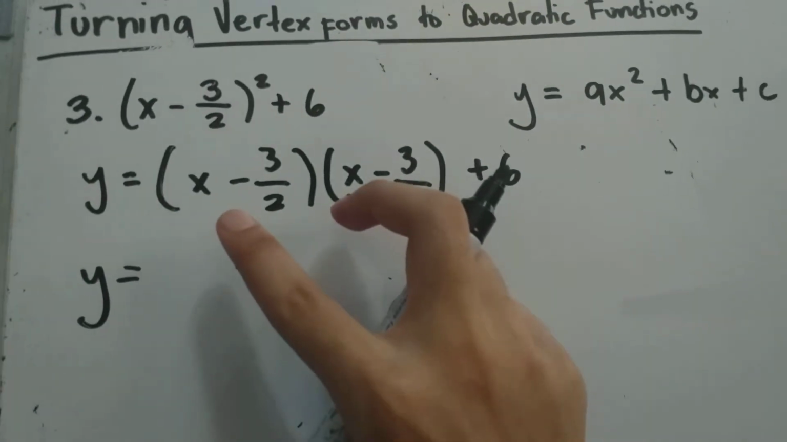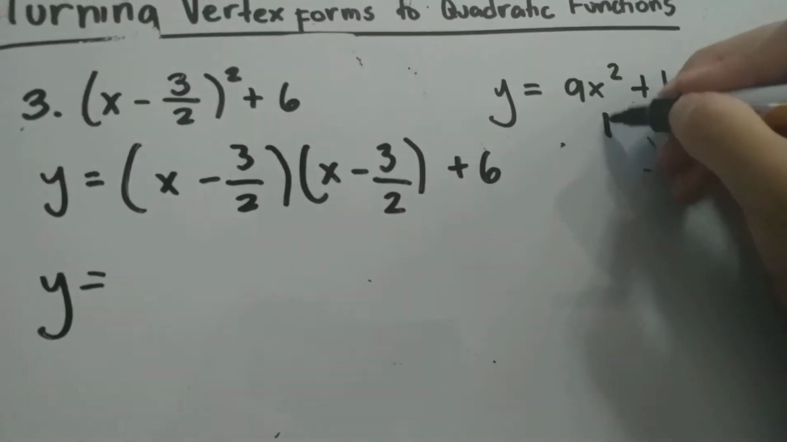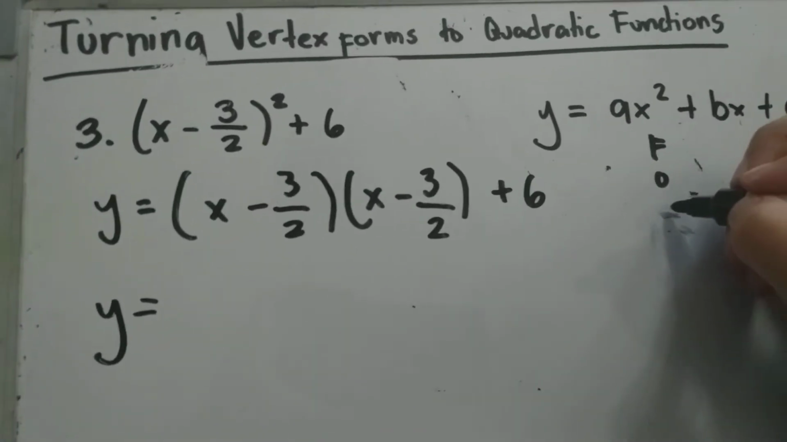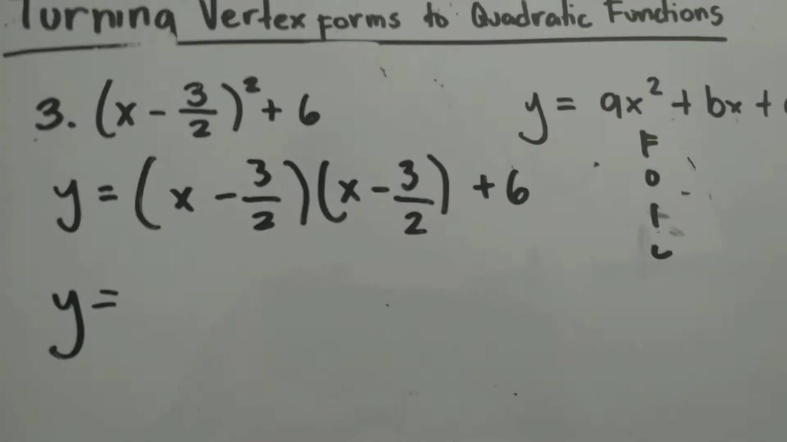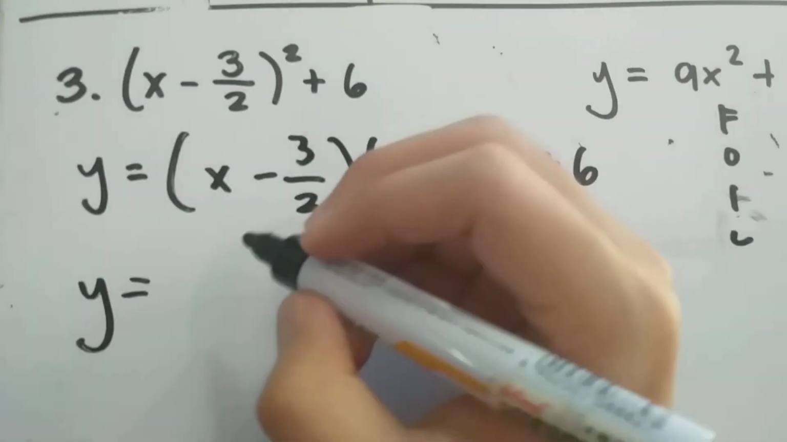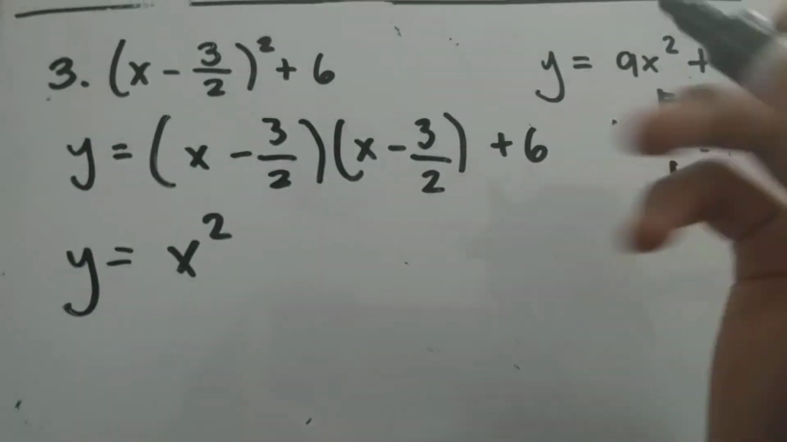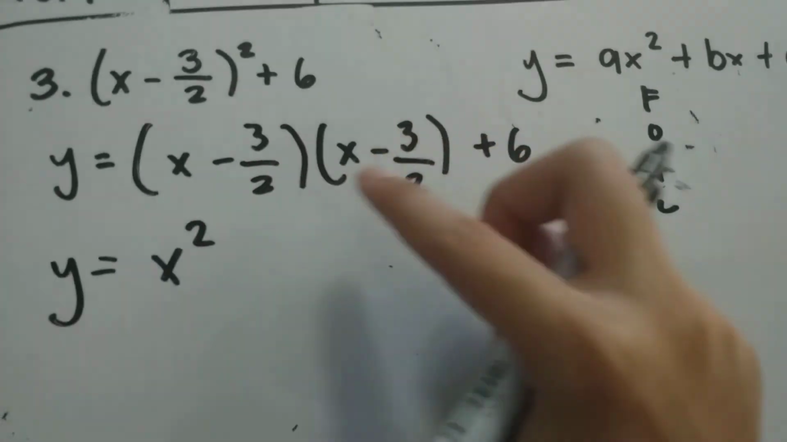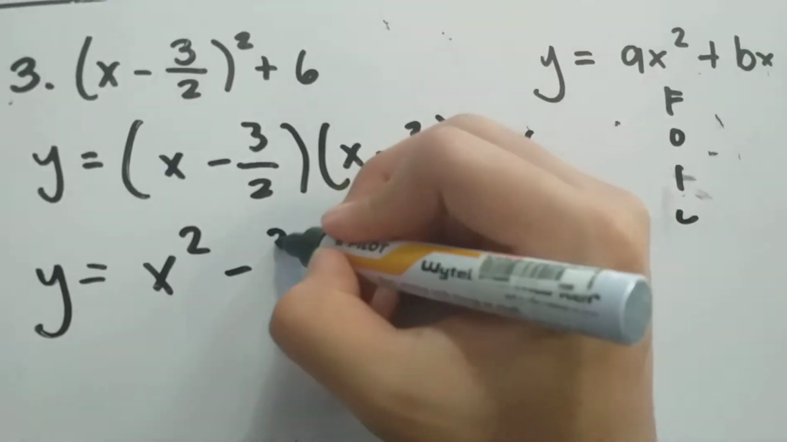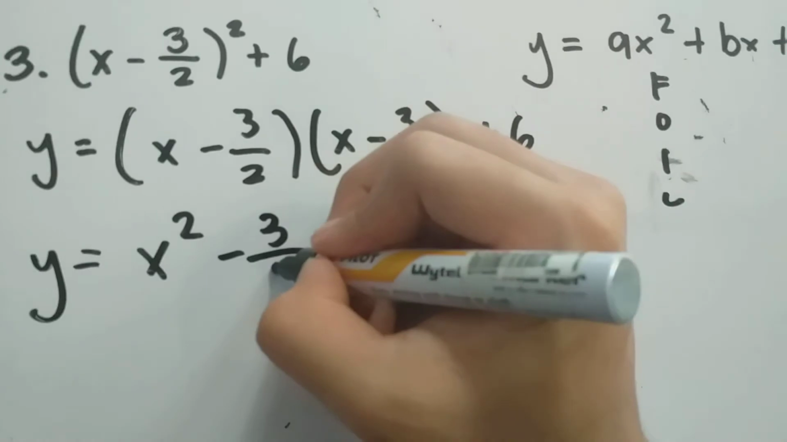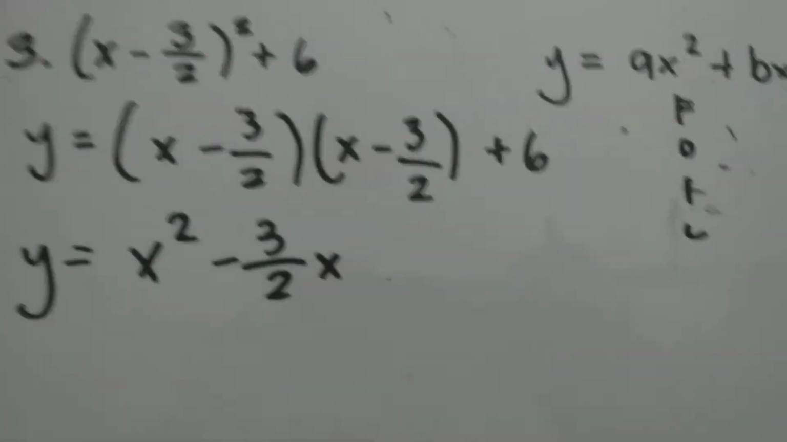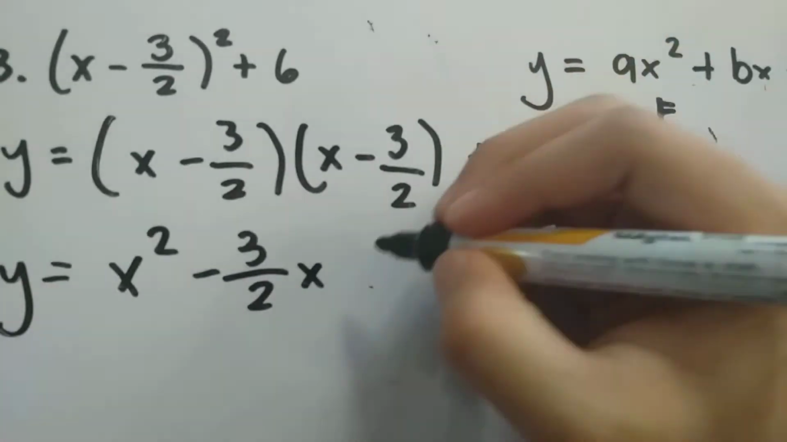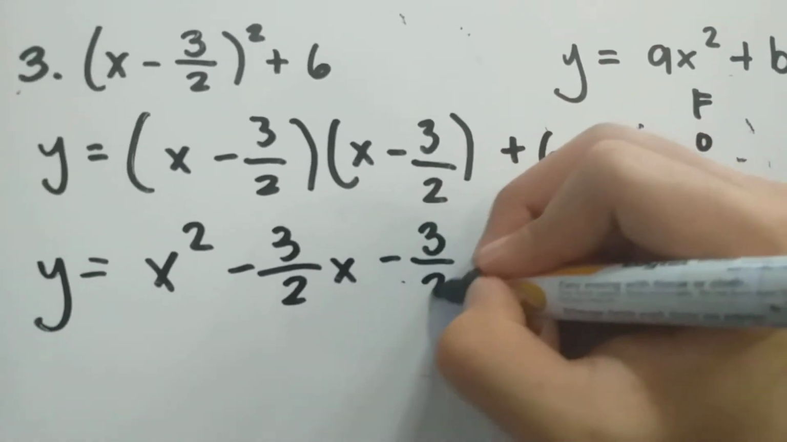First terms and outer terms. Let's write FOIL here again, because I keep erasing it. Then go again. First terms, x times x is x squared. Outer terms, x times negative 3 over 2 is negative 3 over 2x. Then the inner terms, negative 3 over 2 times x is again negative 3 over 2x.